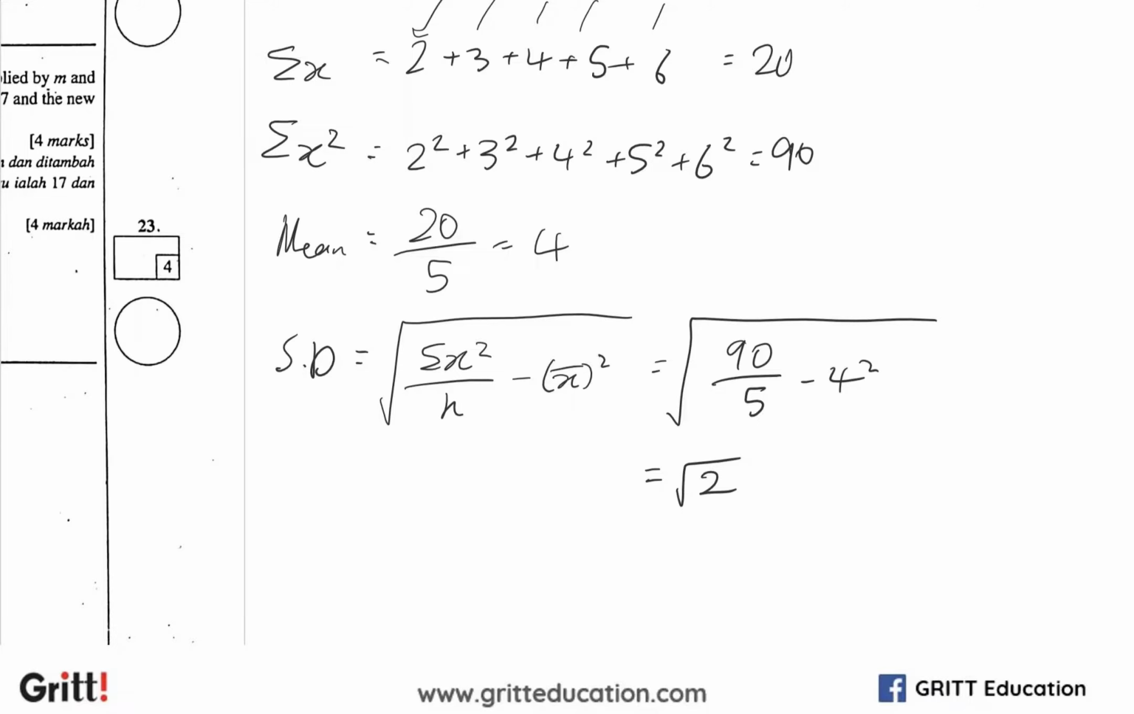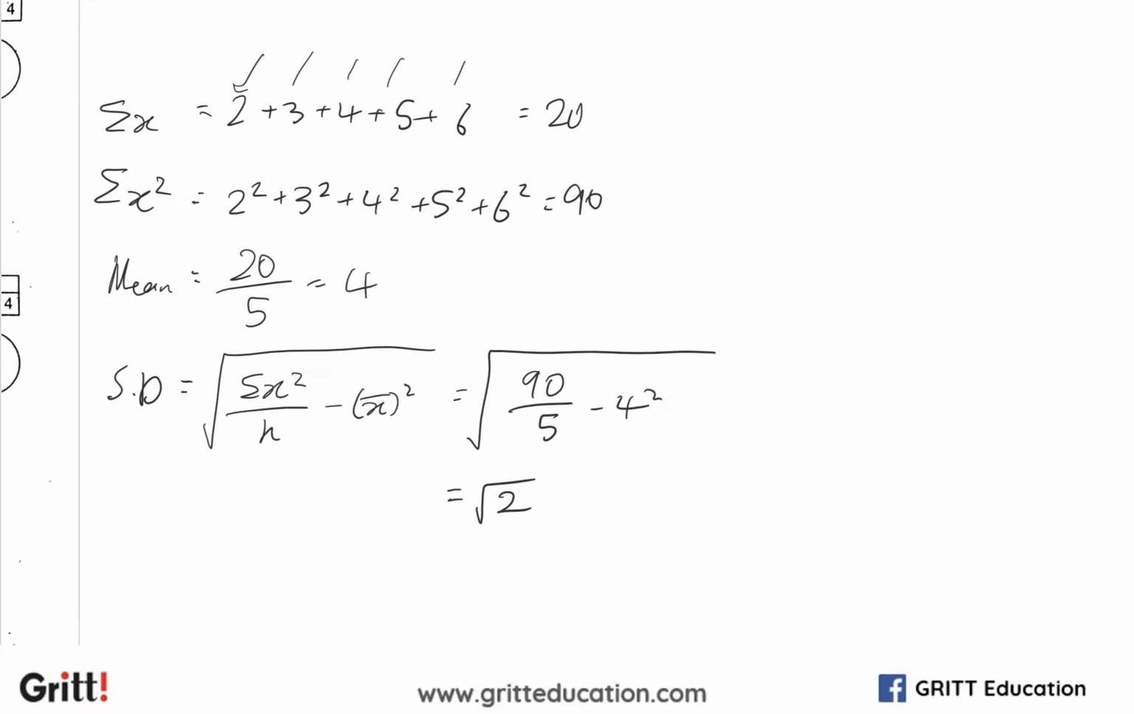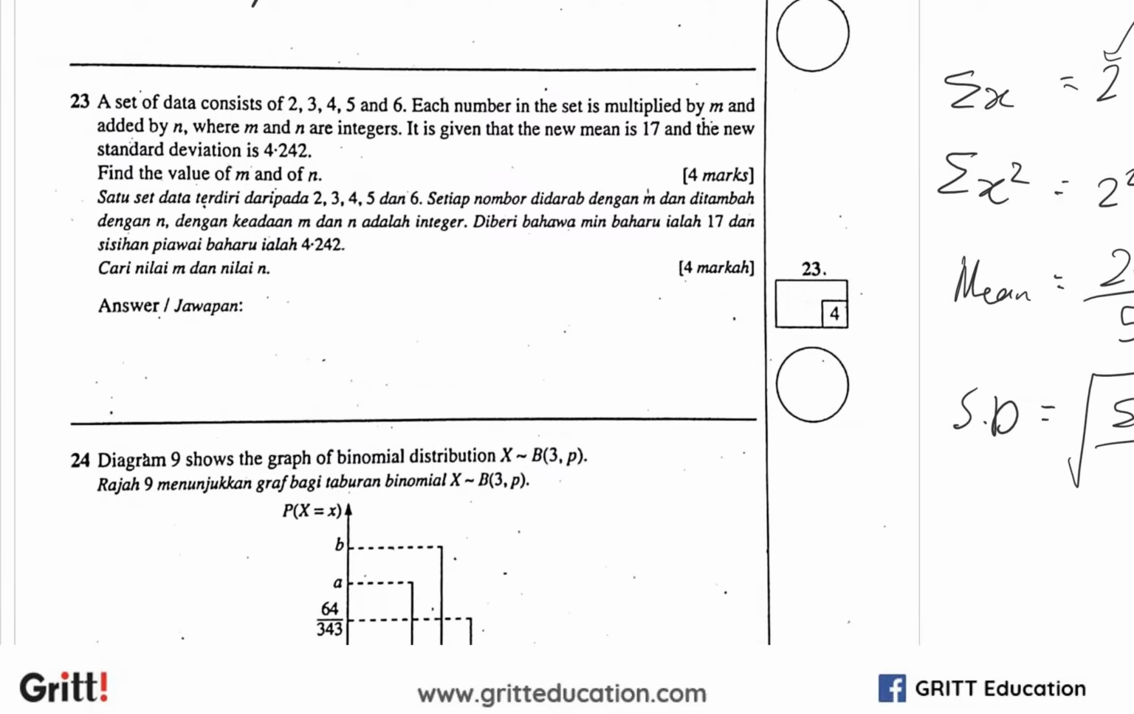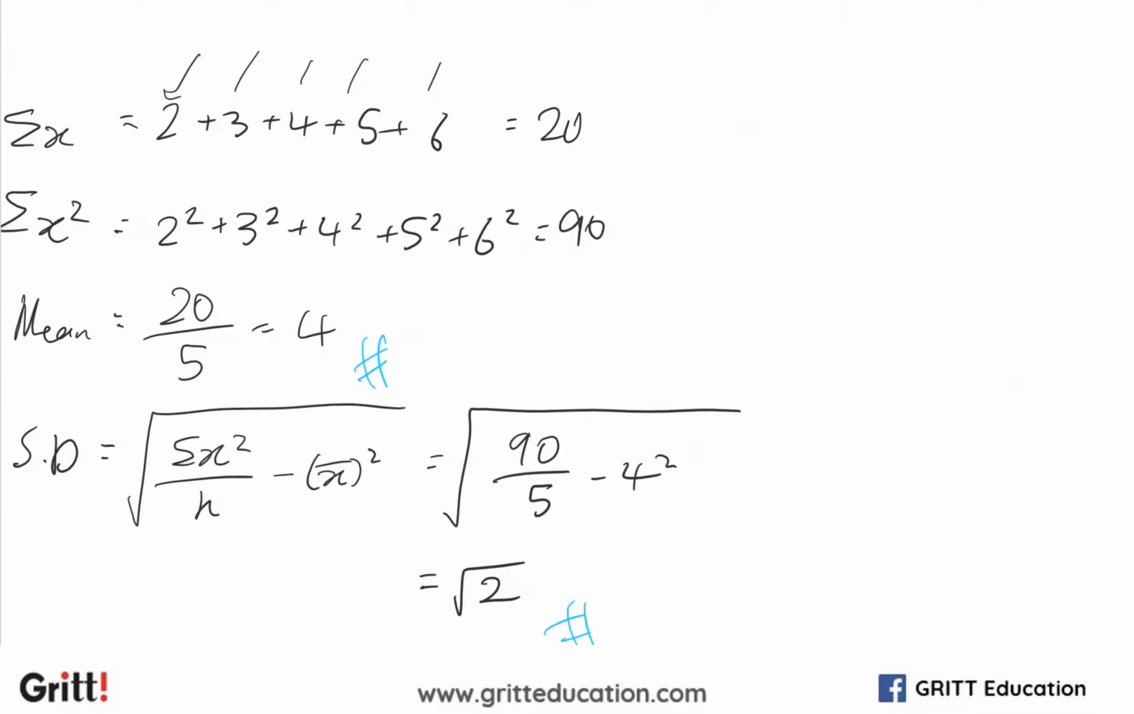Then from here, let's take a look. We have two important values here: the mean and the standard deviation. These are the original mean and standard deviation. They did say earlier that each number in the set is multiplied by m and added by n.